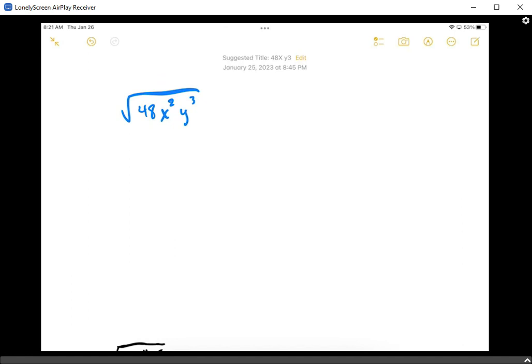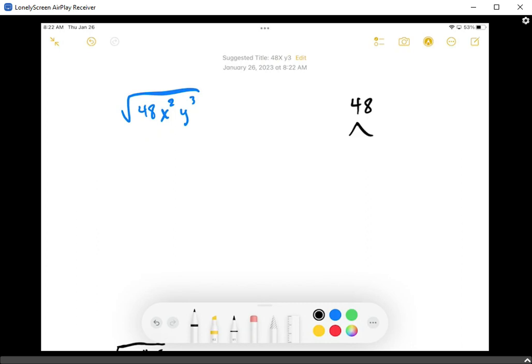Our first step is to make a prime factor tree for the number. On this first problem, our number is 48. Making a prime factor tree is what you did in probably about fourth or fifth grade. You look at that number 48 and pick some example. That's the same thing as 12 times 4.